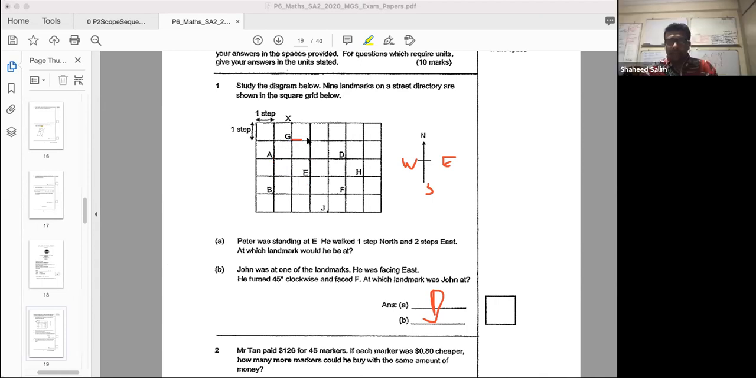He was facing east down here. And then he turned 45 degrees clockwise, which is this direction. This is 45 degrees clockwise. Congratulations, it is G.